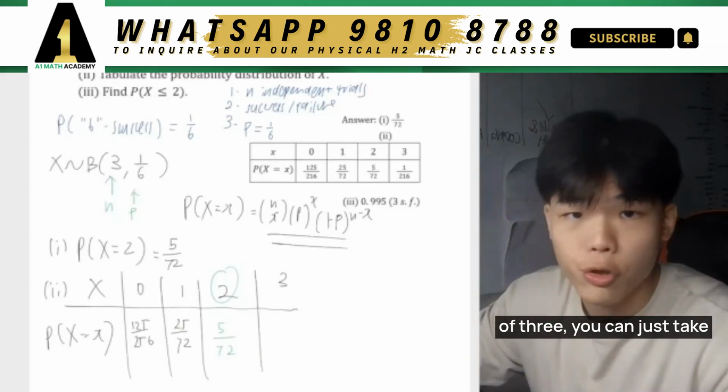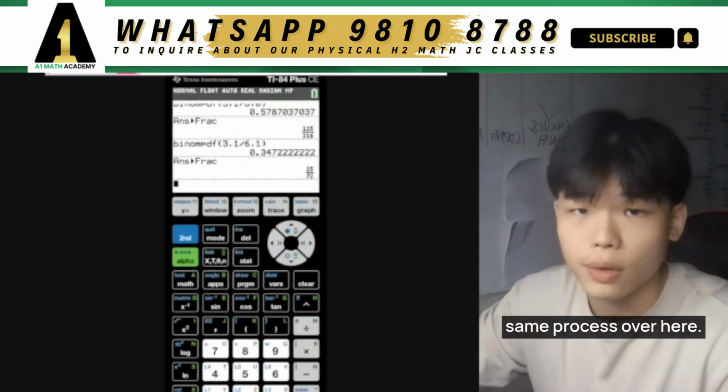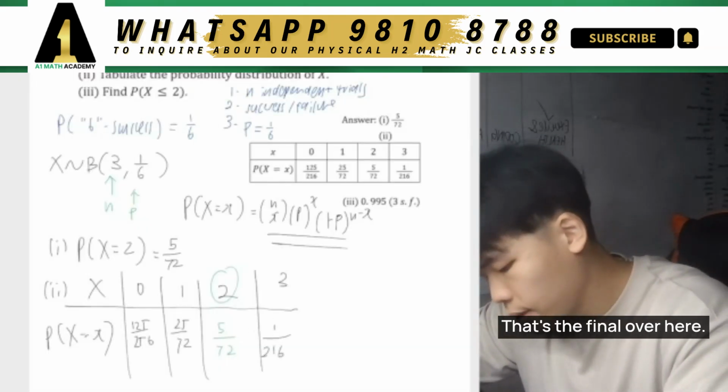And then for the last value of 3, you can just take 1 minus all the other values to get the final value, or you can just repeat the same process over here, right? But just to speed things up, I'm just going to write the final answer here is 1 over 216. That's the final answer over here.